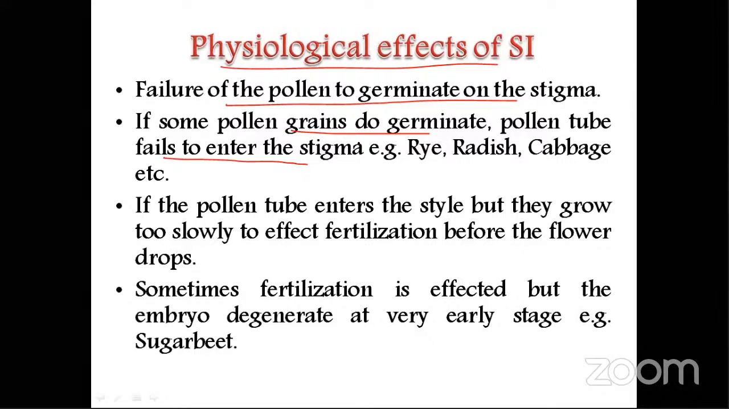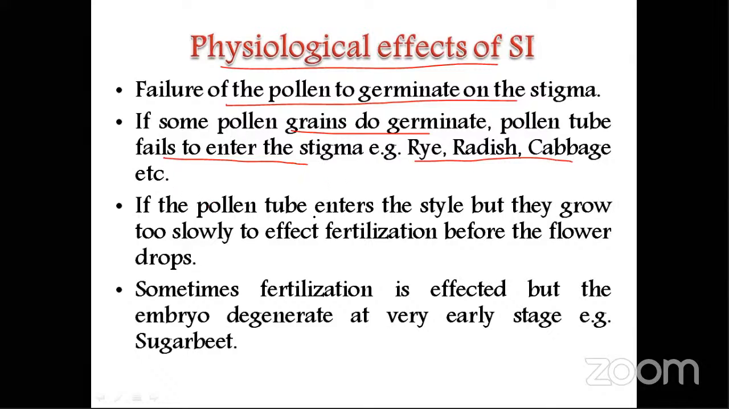will be absent. And if there is any sort of callose deposition, sometimes we can find it below the stigma surface. So pollen grains will germinate, but the pollen tubes cannot enter through those callose depositions. Those sort of things you can find in case of sporophytic self incompatibility, basically. That is in case of your Brassicaceae family. Rye, radish, cabbage, all these things you can find there.